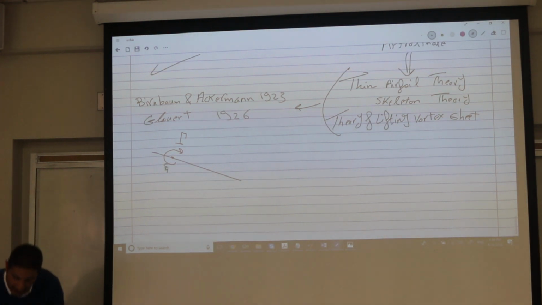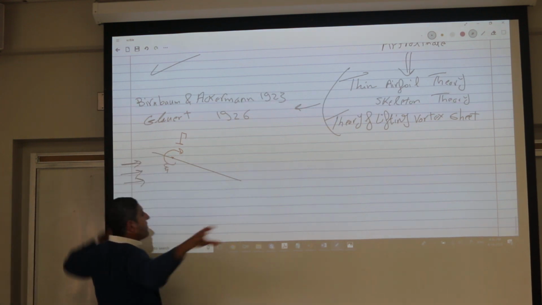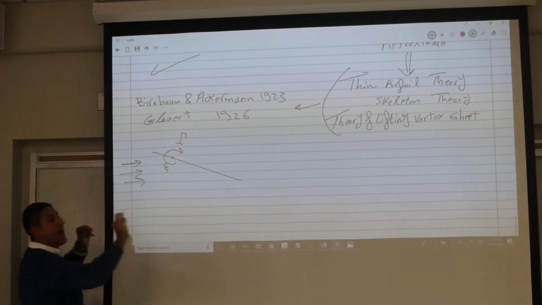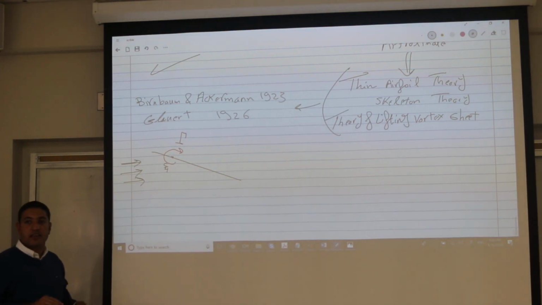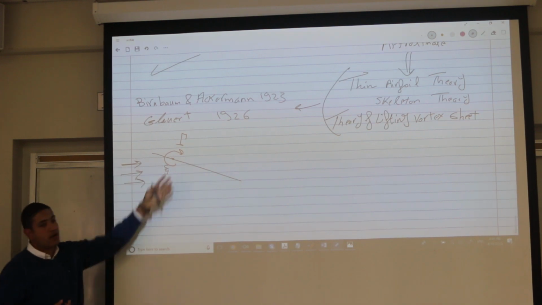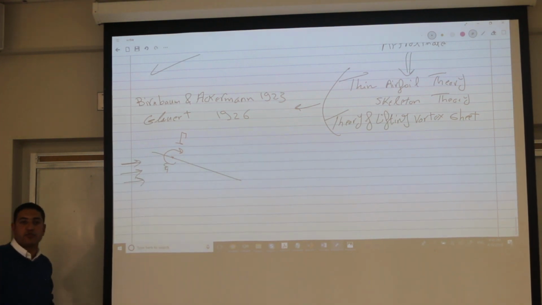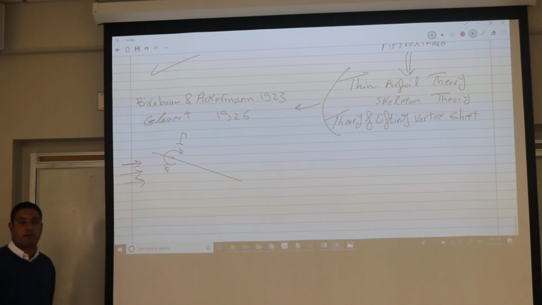Okay, so whenever you have a flow coming to your flat plate, I will replace my flat plate all the way and put a vortex here. Very simple. How can I determine my gamma? We need to use our boundary conditions.